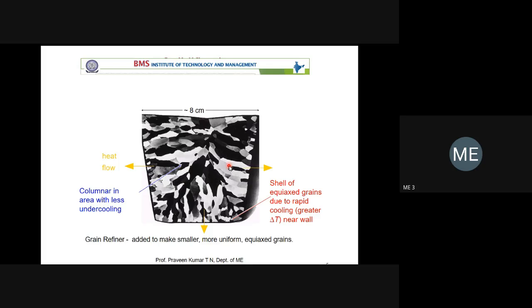So the grains may be almost similar color. In this case, it's white. It is one phase, and this white phase consists of many grains. Now I think you can start from the atom. Atoms joined together form a unit cell. Unit cells joined together form a grain.